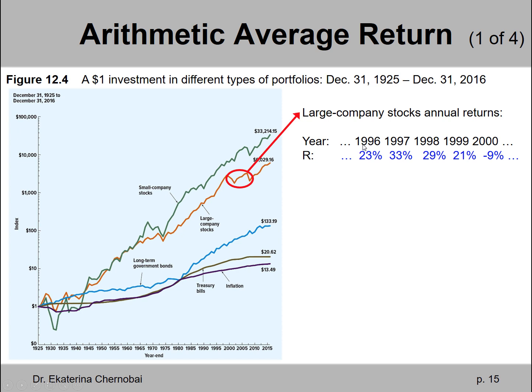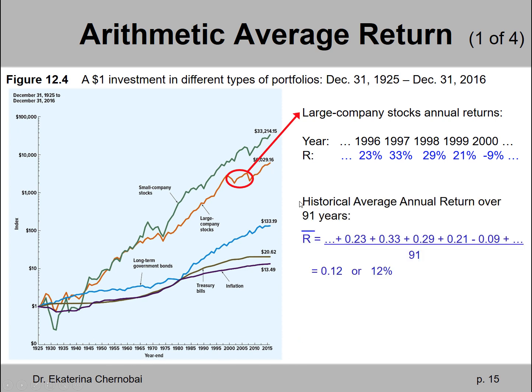So in the year 1996, if you check the textbook, which shows those calculated percentage returns for you, the return for the large company stocks is 23%. For the year 1997, it's 33%, and so on. So you actually have the percentage returns for every single year in this 91-year time period.